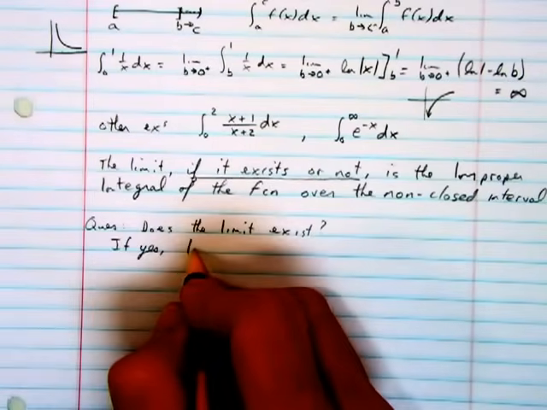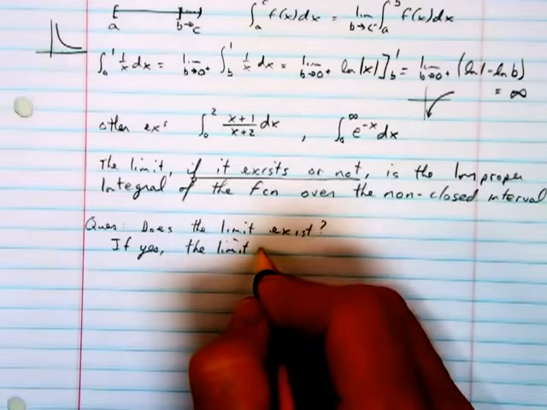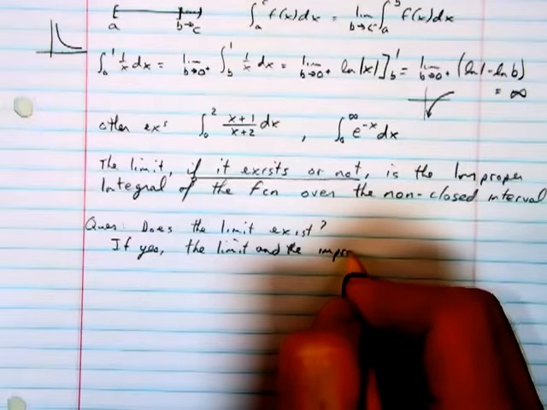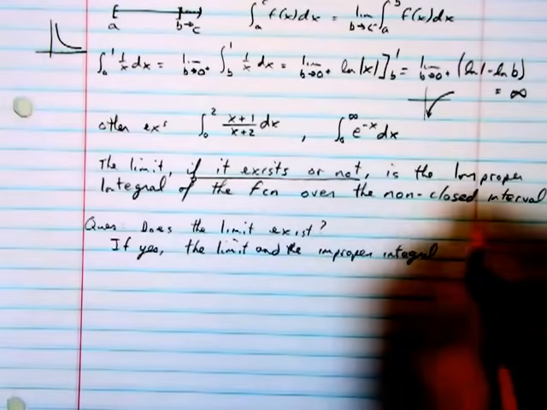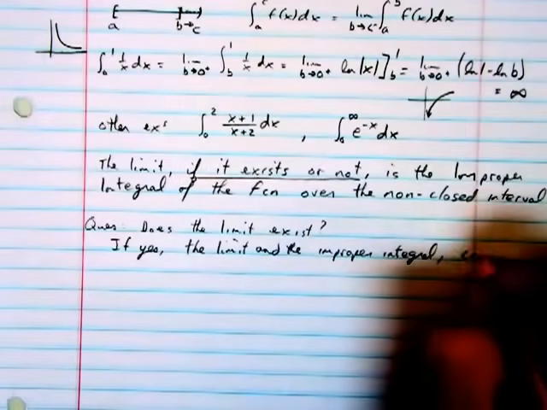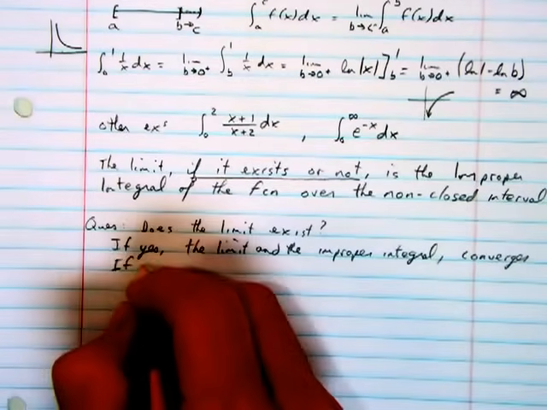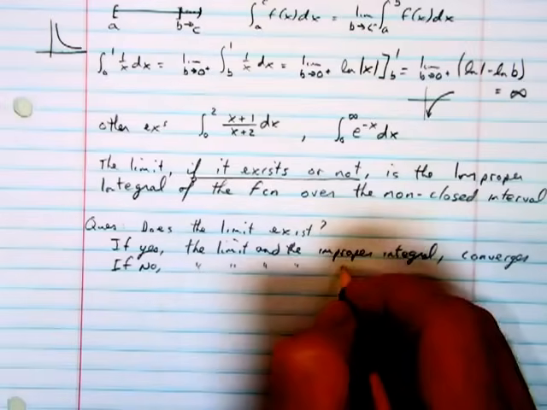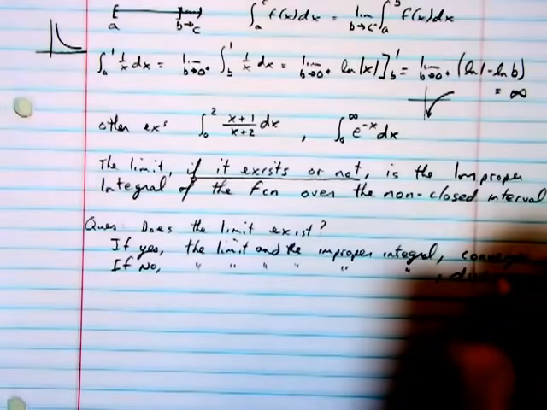If yes, the limit and the improper integral converges. If no, the limit and the improper integral diverges.